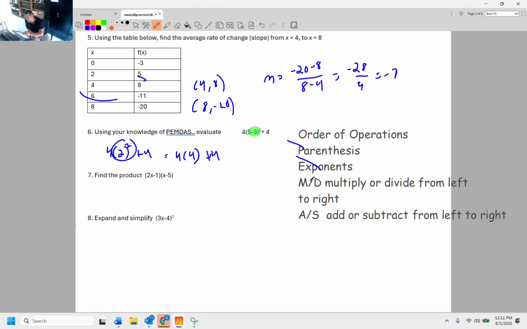Done. Next thing is to multiply or divide. This one just has multiplication. 4 times 4 is 16. So done. And now I add or subtract. 16 plus 4 is 20. That's order of operations, kids.